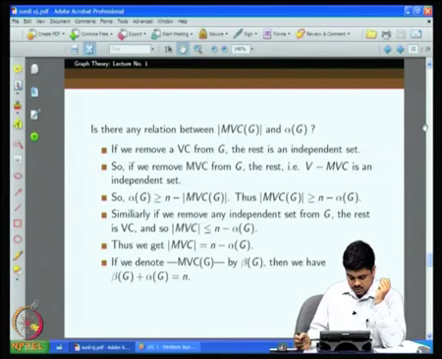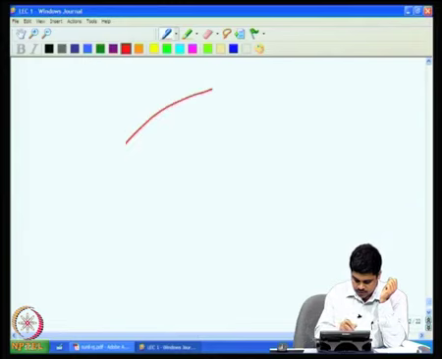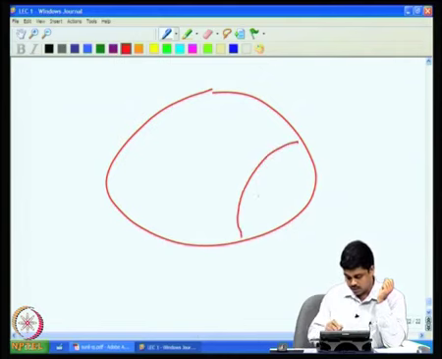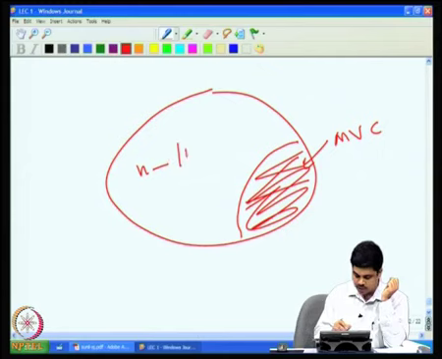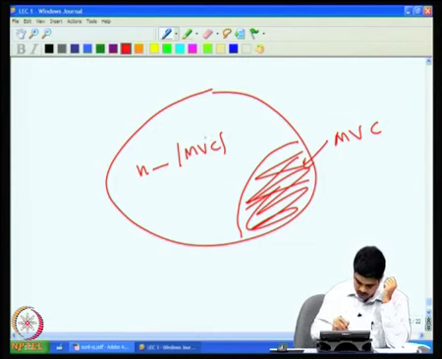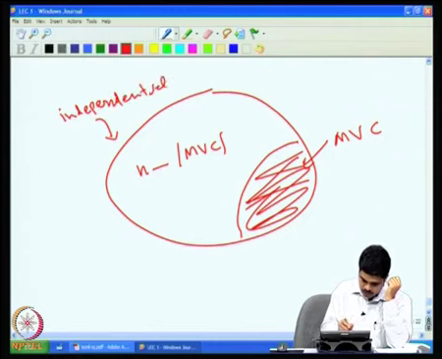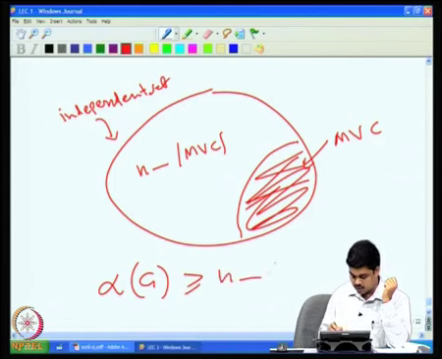So, here for instance it is like this. Suppose I draw a graph like this now. Suppose you can mark some vertices as the minimum vertex cover, let us say MVC. Here we have n minus cardinality of MVC number of vertices. This is going to be an independent set. So, the biggest independent set has to be even bigger than this, possibly even bigger than this. That is why we say alpha of G has to be greater than or equal to n minus MVC.